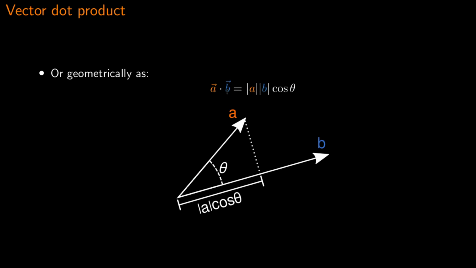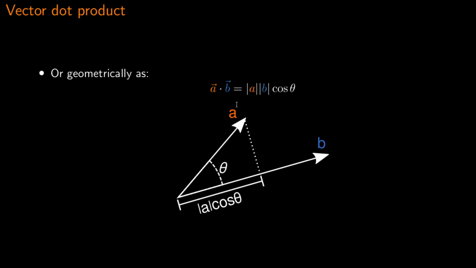Geometrically, the dot product can be defined in this way. So the vector A dot vector B is equal to the magnitude, or the norm of A, multiplied by the norm of B, multiplied by the cosine of theta, where theta is the angle between the two vectors. And that is illustrated in this diagram here. If this is our vector A, and this is our vector B, this is our angle theta, then this equation here would give us the dot product of vector A and vector B.